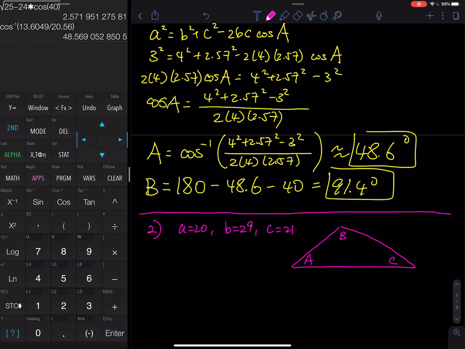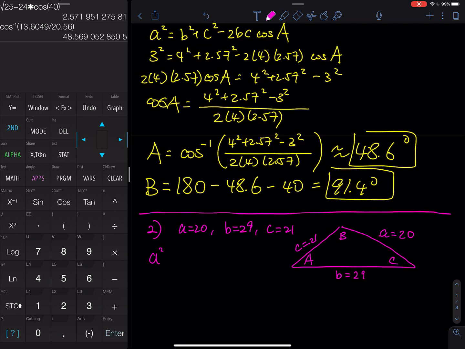On the opposite side of A, we have small a equals 20, opposite B, we have small b equals 29, opposite side of C, we have c equals 21. So we don't know any angle measurements. So let's go ahead and find A. You don't have to start with A, you can go ahead and find B or C, but I prefer to start with A. Since you are looking for cosine A, the formula must be the one that starts with a square. Again, law of cosine, you start and end with the same letter.